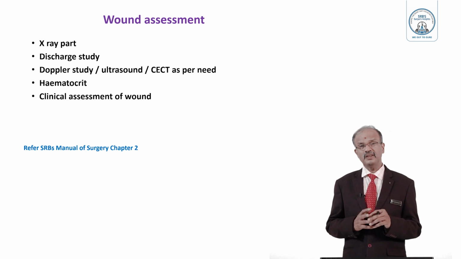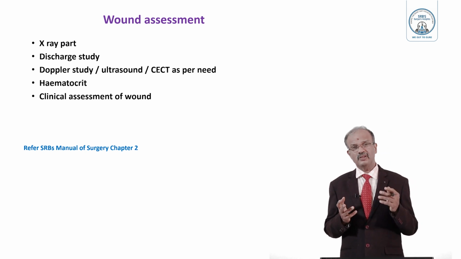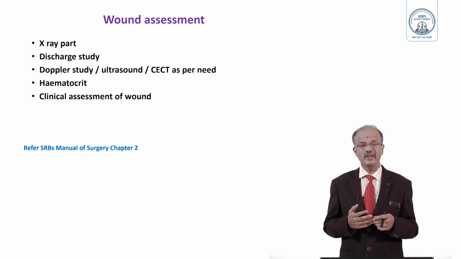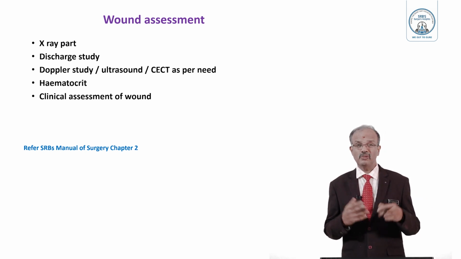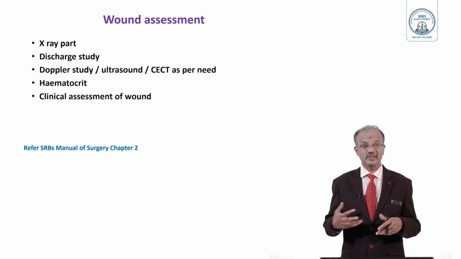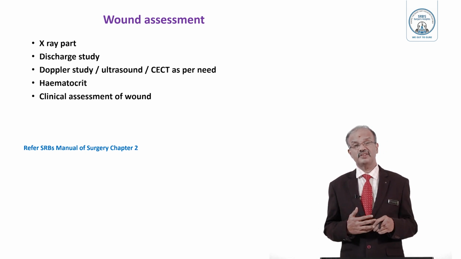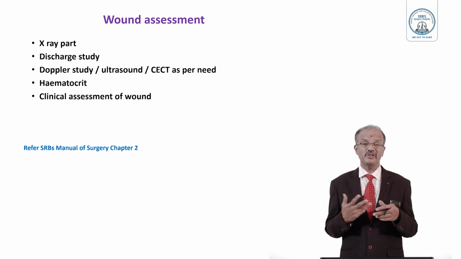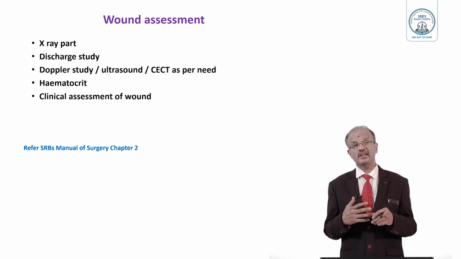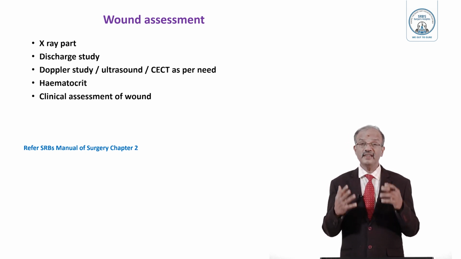So wound assessment: X-ray, arterial Doppler or angiogram, then CT scan if you want to do, or MRI of the part if you want to do. If there's a joint injury, MRI is the current standard. If there's an abdomen injury, CT scan is the current standard. Chest injury, CT scan. Then a brain injury, scalp injury, to see whether the skull is injured or not, whether a fracture is there or not, CT scan.